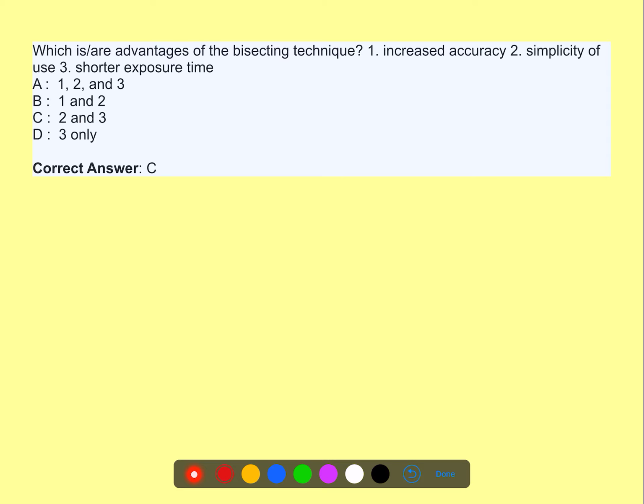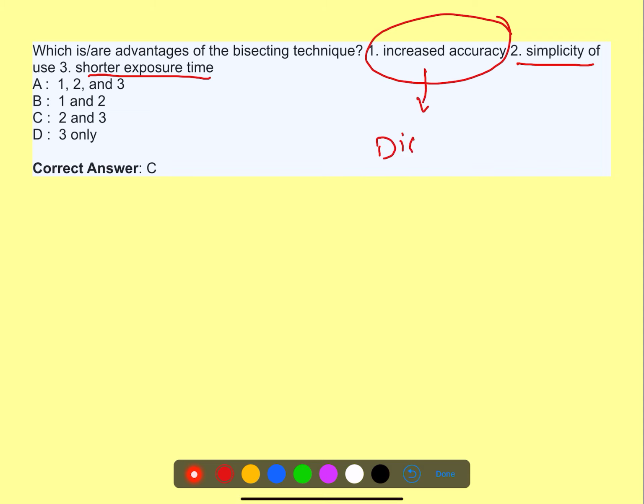Which are the advantages of bisecting technique? Increased accuracy, simplicity and short exposure time. Here the simplicity of the technique and short exposure time are the only two things which are the advantages of bisecting technique. There is no increased accuracy, instead there is distortion, because in bisecting angle technique we will use a short PID. So we have to select the options of 2 and 3, that is C.